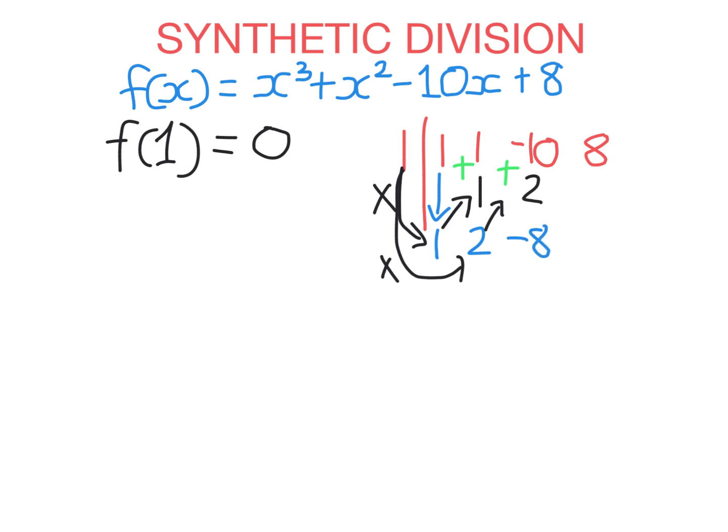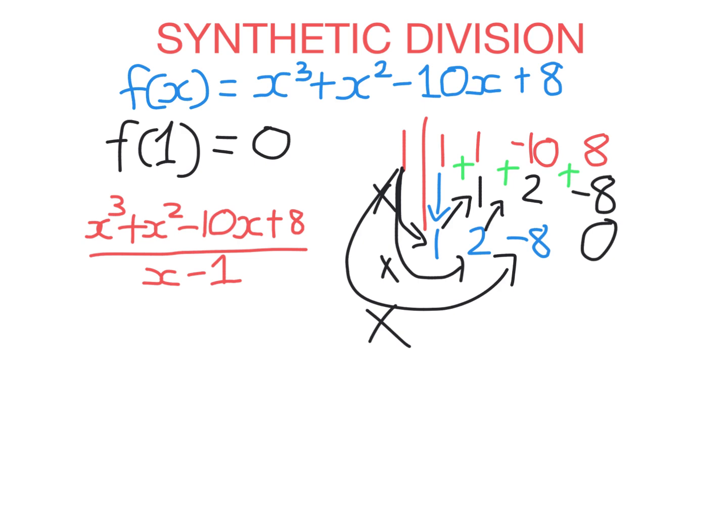Whenever we get a number down here, it gets multiplied by the root. So 1 times negative 8, negative 8. And then finally, we add the remainder one last time. We get 0. So what have we actually found? We've actually, perhaps without knowing it, performed this division here.